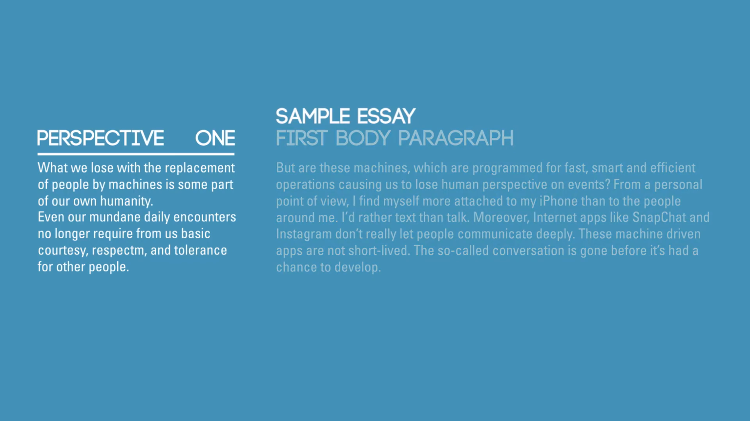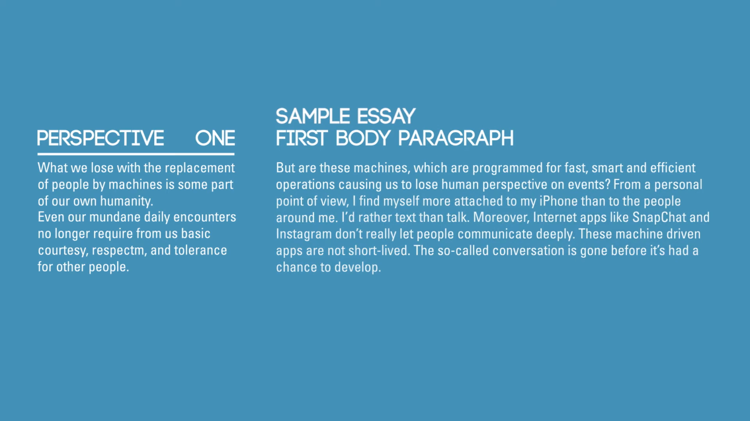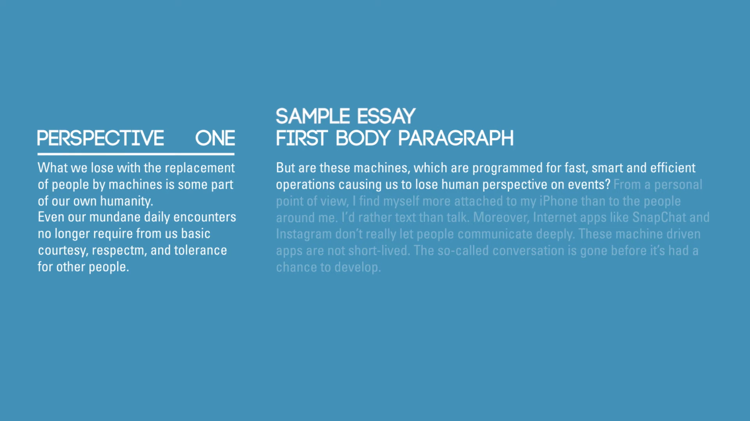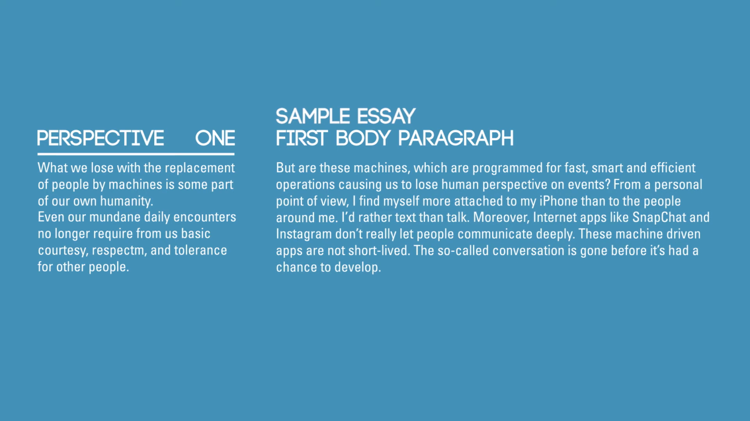The first paragraph of the sample essay supports perspective 1, which was loss of humanity, by emphasizing the short-lived and shallow nature of communication on the internet, which is itself a kind of thinking machine. Specific examples such as Snapchat and Instagram are used as examples of mundane encounters.